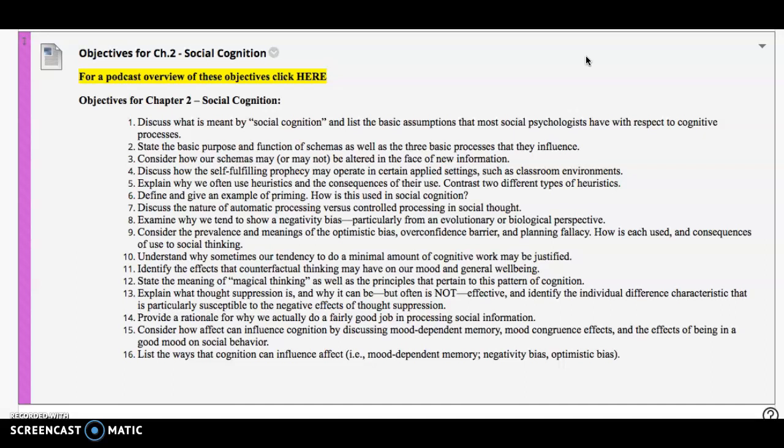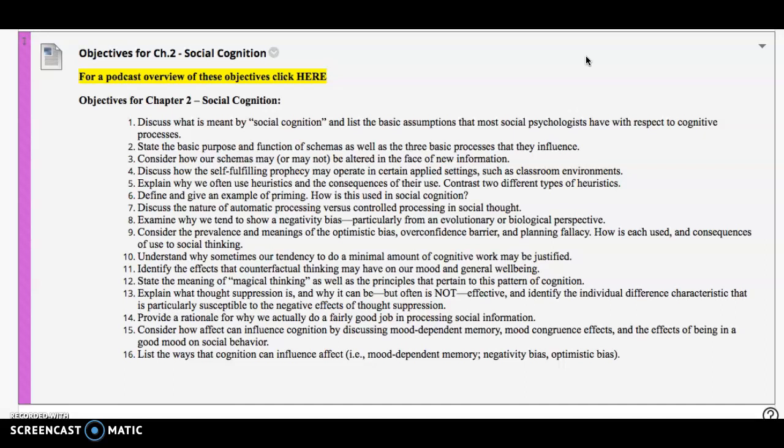So social psychologists use a lot of cognitive processes in their theories and their ideas as to why people do what they do. And a lot of it is based on cognition, ways that we think, and what drives our thinking, and then how that can relate to our behavior. So there's a few basic assumptions that psychologists have when it comes to social cognition. So you'll want to understand those.